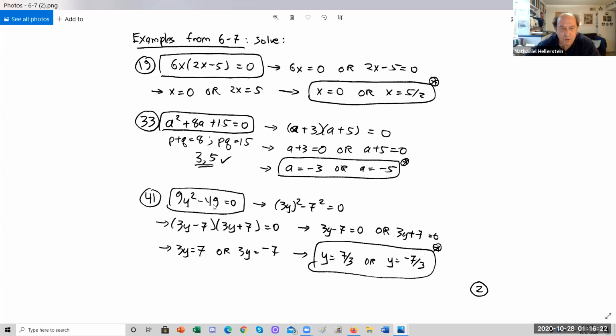You have 9y squared minus 49 is 0. This factors as a difference of squares. This is the square of 3y. This is the square of 7. A difference of squares is a difference times a sum. 3y minus 7 times 3y plus 7 is 0. So one of these factors is 0. 3y minus 7 is 0, or 3y plus 7 is 0. And after a little bit of algebra, you get that y is 7/3 or y is negative 7/3.